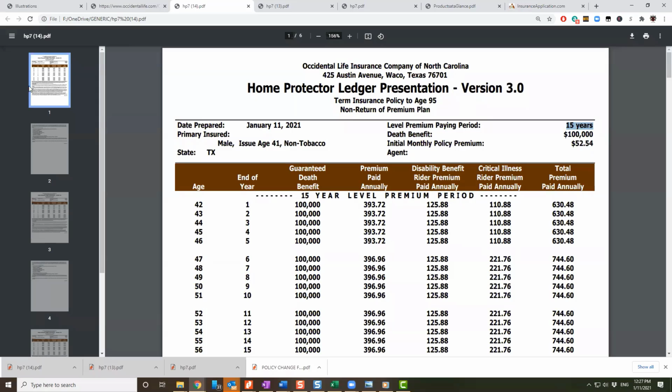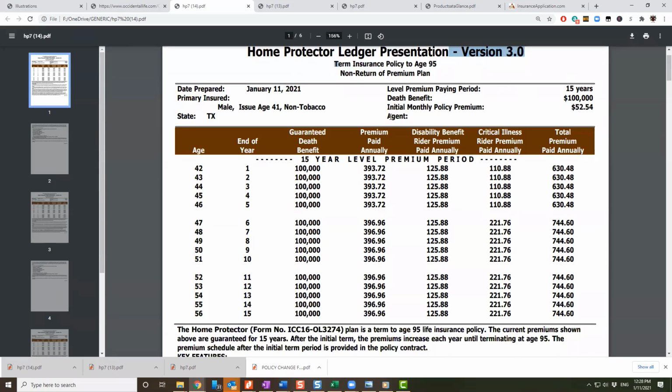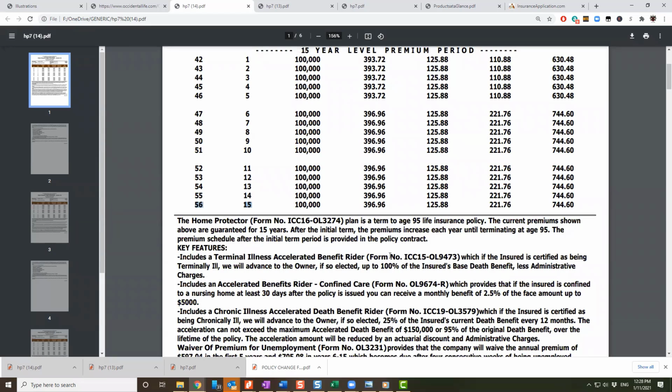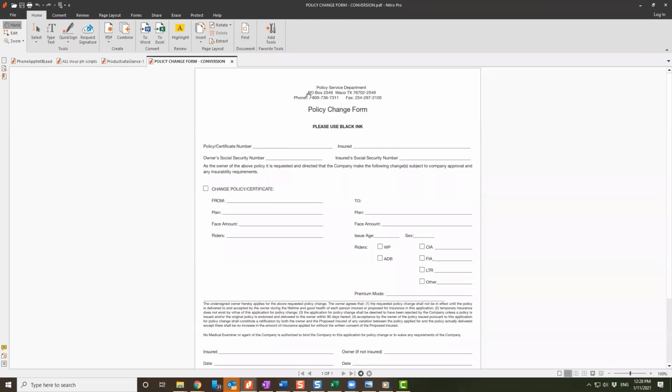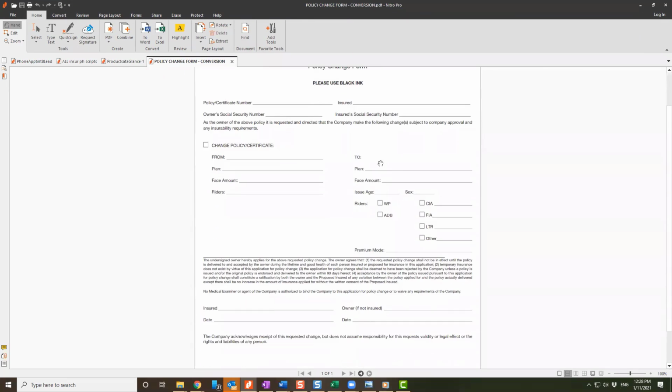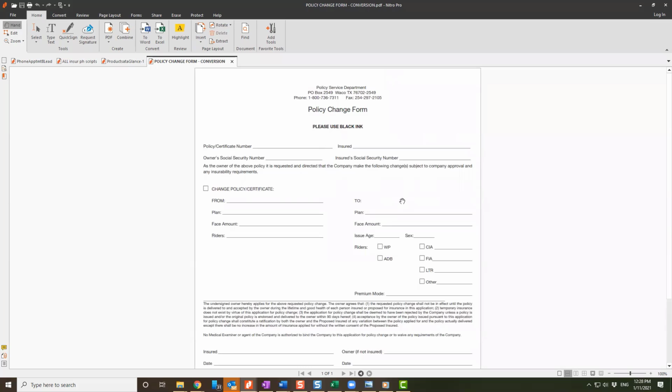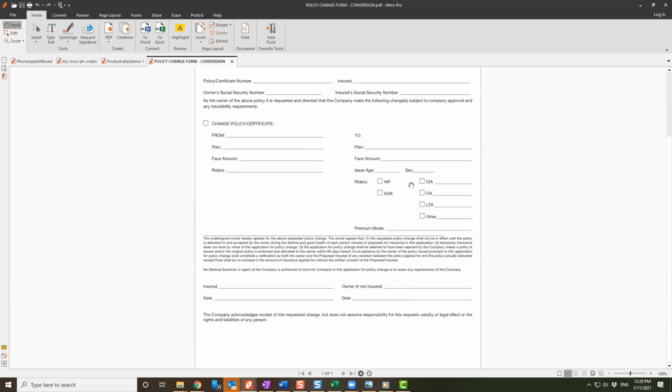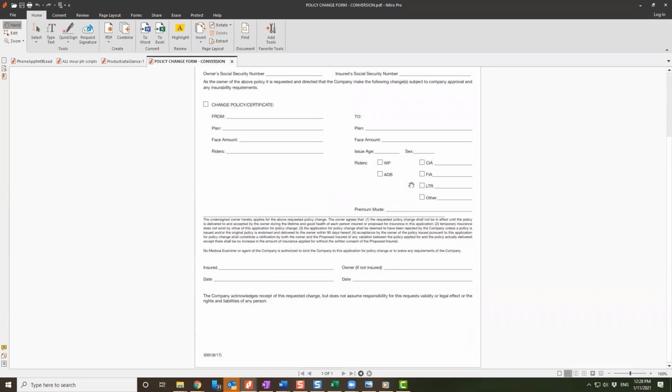And what did they ask? Well, what happens at 15 years? Because it will expire in 15 years. Well, yes, but in 15 years, we're going to do a policy change form, which is very simple, the one I just downloaded right now. And we're going to change that to a permanent policy to age 95. Done.